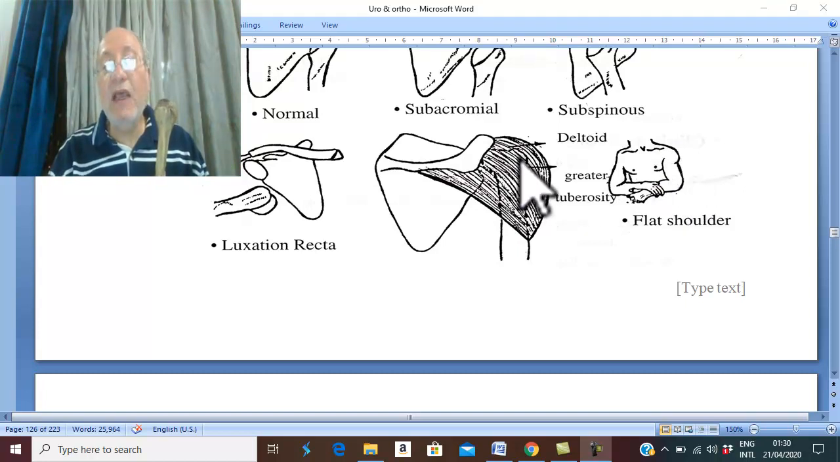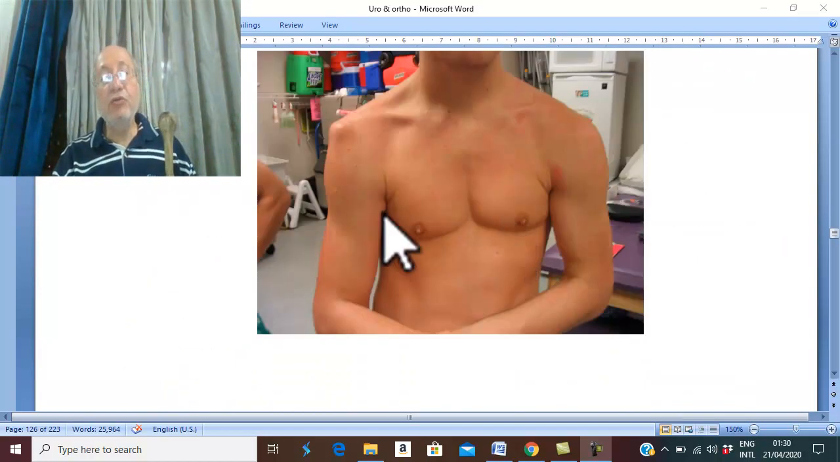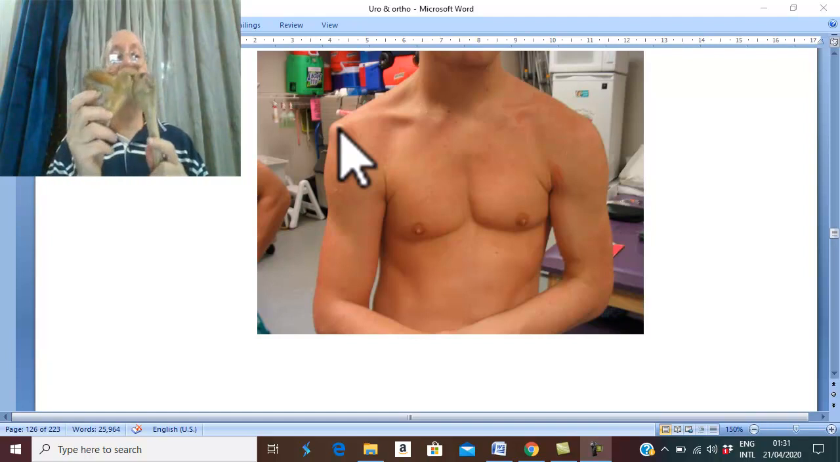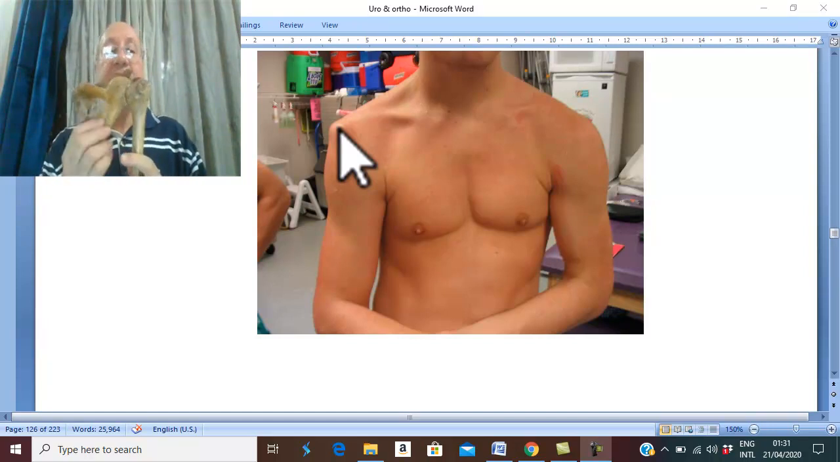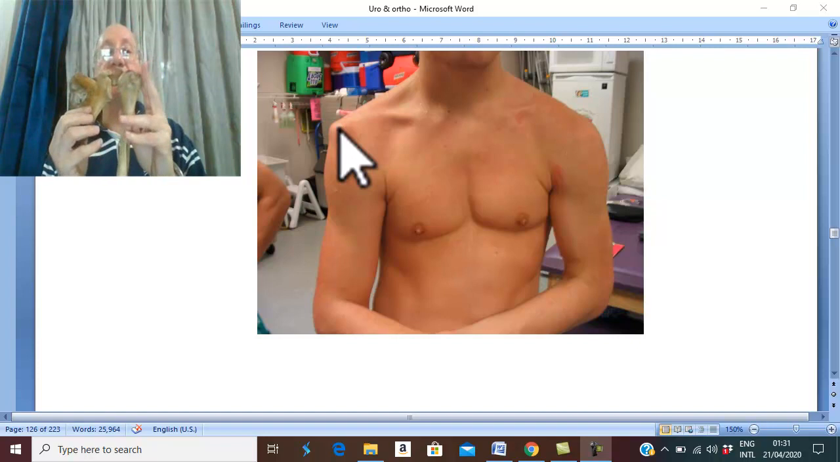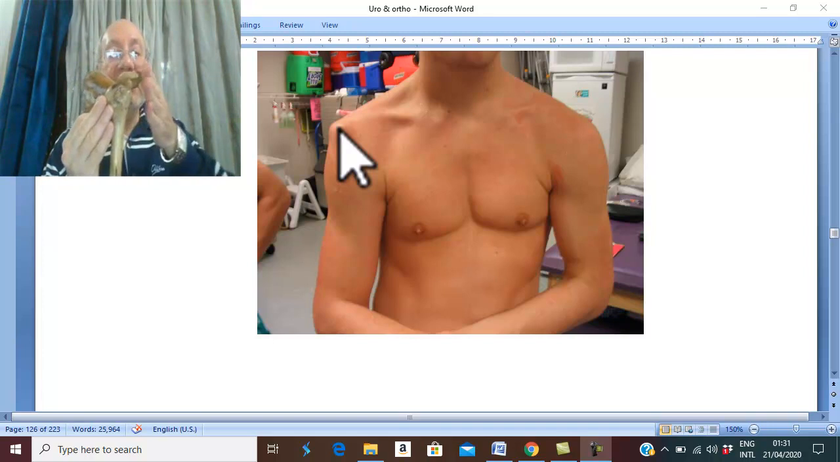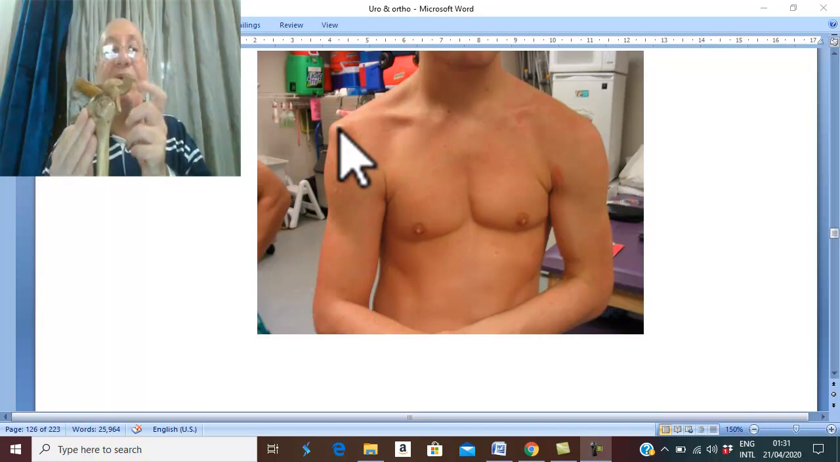But if the humerus is displaced medially, the deltoid falls straight, leading to this flat shoulder with a prominent acromion process. This is the dislocation; this is normal, where the deltoid is elevated by the greater tuberosity. When dislocation occurs, there is a flat shoulder and the acromion process becomes prominent.